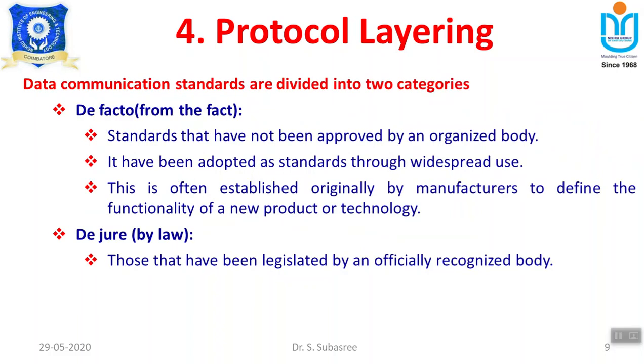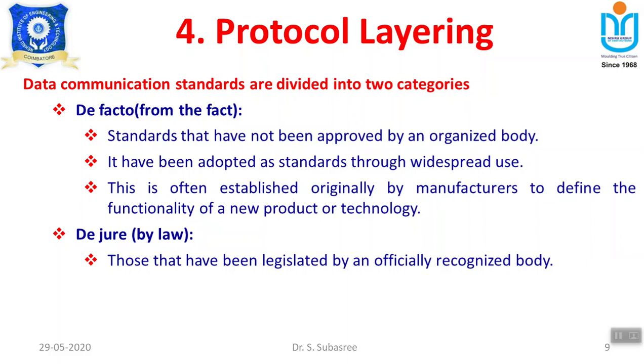So when you talk about standards, there are two categories. One is called de facto and another is called de jure. What is the difference between de facto and de jure? De facto is identified from the fact, the actual fact which we are extracting. I am designing a product and that product will say something. A new product I am introducing into the market and it will say something. I didn't get any standard because it is a new one. I cannot get the standard. That is called from the fact.